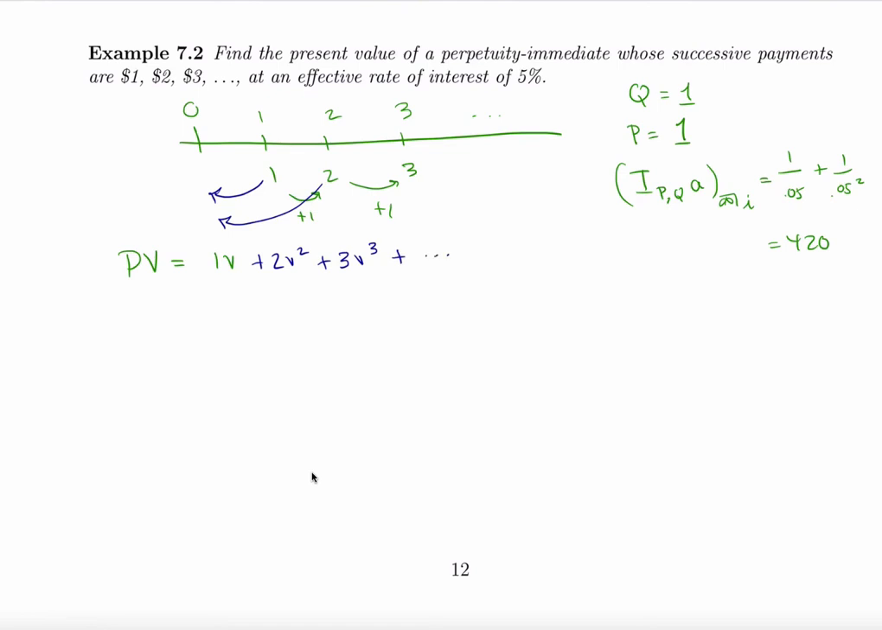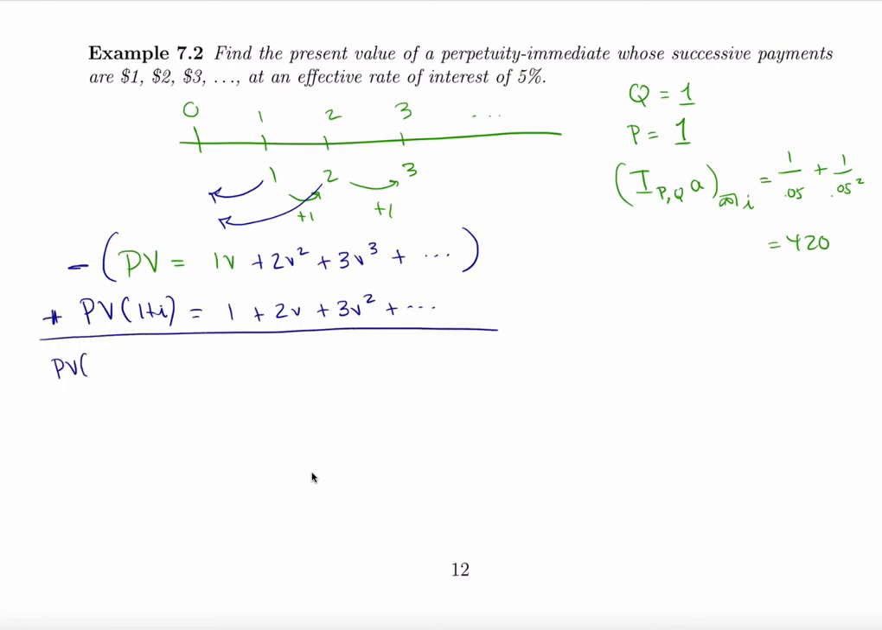Now I'm going to multiply my present value times 1 plus i. And when I do that, I get 1 plus 2v plus 3v squared plus ... And now I'm going to subtract these, or I'm going to negate this one and add it to this one. So I'll have present value times 1 plus i minus the present value equals 1. And then I'm going to subtract these two, so I'll get v, then subtract these two, I'll get v squared, and so on.